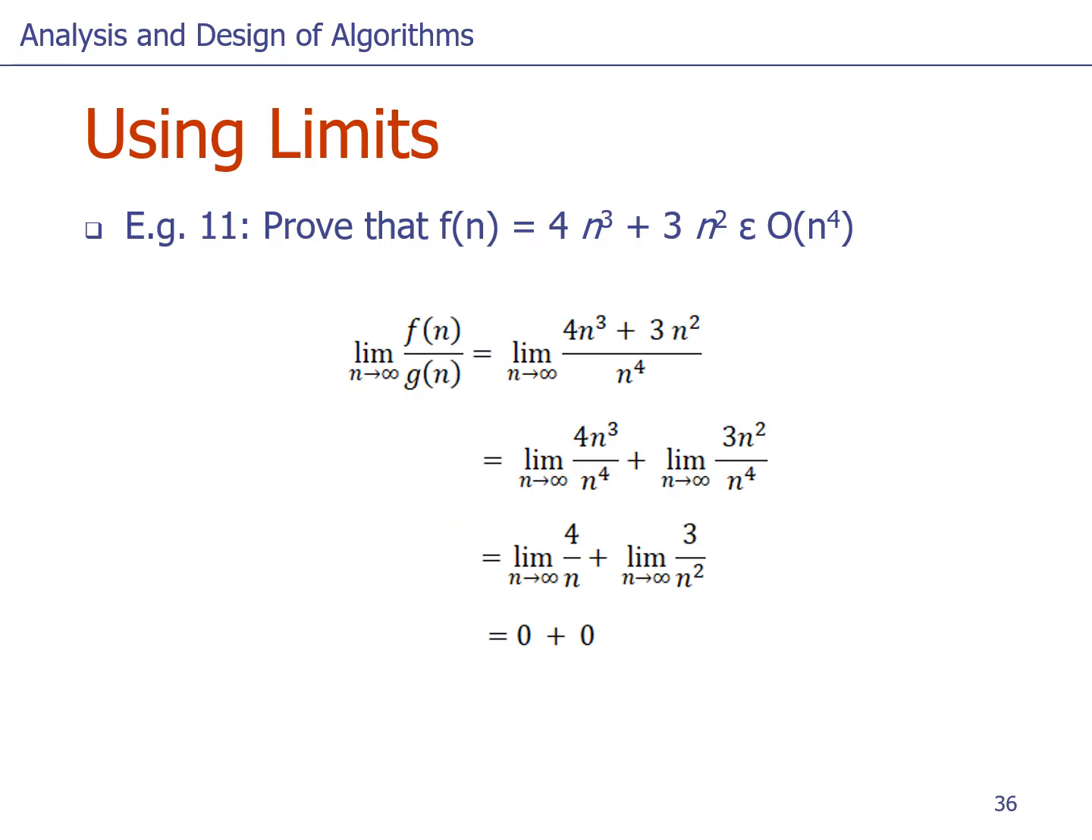Let's look at this example as an application of all of this. So I have f of n is 4n cubed plus 3n squared, and I would like to prove that it is an O of n to the 4. So I take the limit as n goes to infinity of 4n cubed plus 3n squared divided by n to the 4. And now I start to solve applying regular limit theory. This will fall back to your calculus knowledge. You just take the limit and you will find it's going to be 0, and consequently you have proved that 4n cubed plus 3n squared is an O of n to the 4.